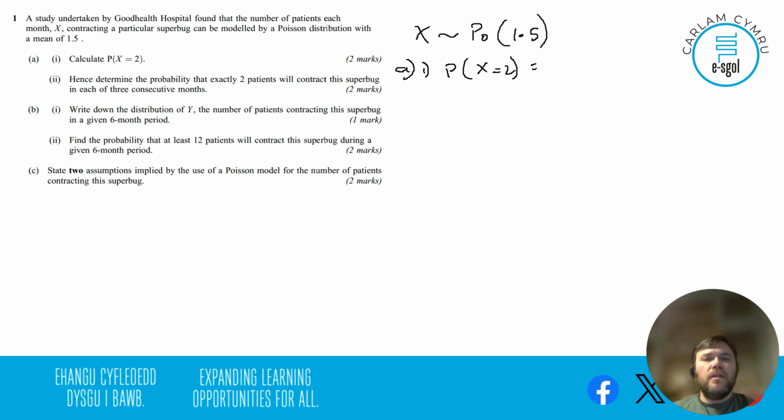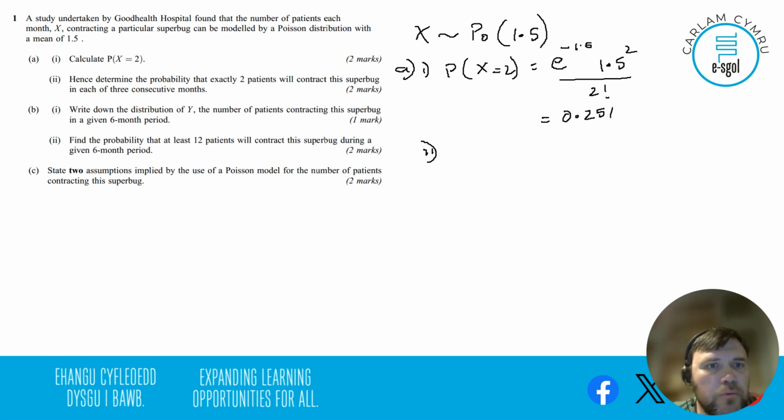So using the formula that I stated earlier, we have e to the minus 1.5, 1.5 squared over 2 factorial, and that would give us an answer of 0.251. Part 2 of A, hence determine the probability that exactly 2 patients will contract this superbug in each of 3 consecutive months. So as I said at the beginning, this is per month. So we already know that the probability that 2 patients contract it in a month is 0.251.